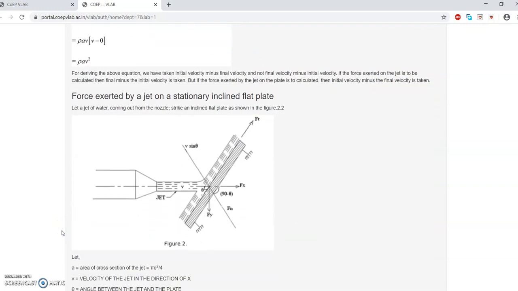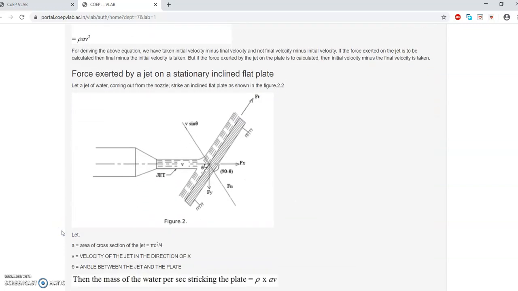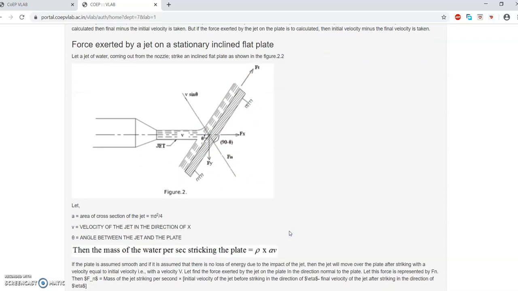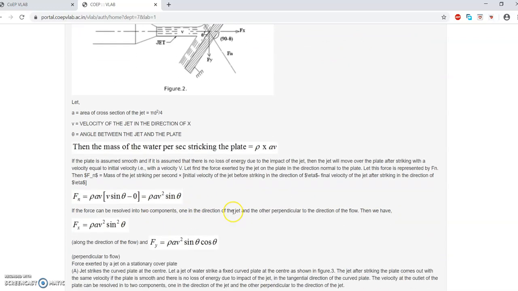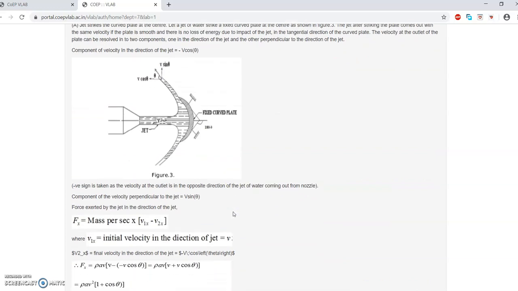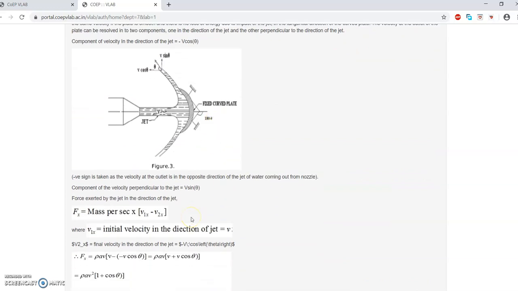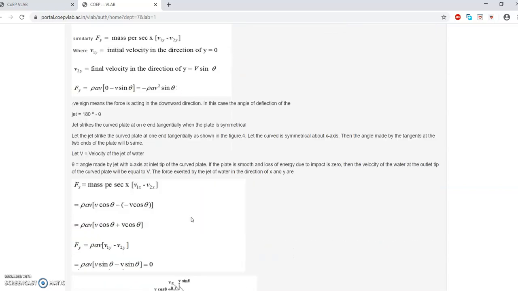Similarly, by the same method, we can find formulas for the other two types. The second type is the inclined plate. The only difference is that here the angle theta comes in. Theta is the inclination of the plate. The whole concept remains the same, and we are trying to find the normal force along the direction of this plate, from which we can find the value of the force. Similarly, the formulas for curved plates are given. So all the formulas are given here.